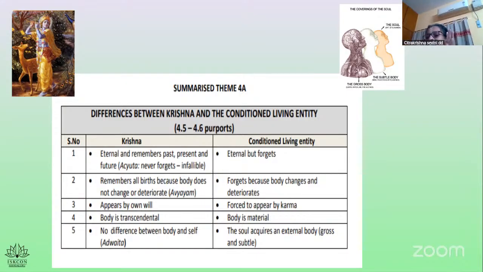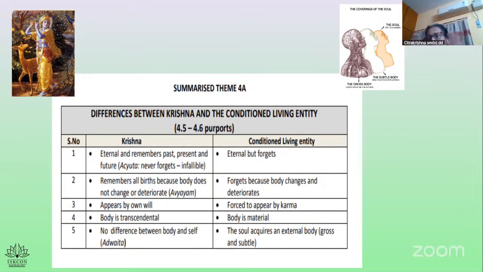Mamaivamsho jivaloke jivabhutah sanatanah. Manahshashthanindriyani. The sixth sense, mind, including that we are struggling. Why are we struggling? Because we are in touch with the modes of material nature. That is why. Okay, but for the Lord, there are no two.